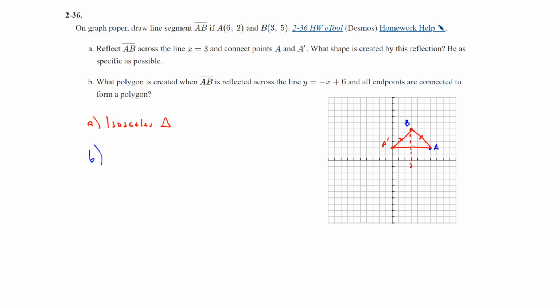On part B, what polygon is created when AB is reflected across the line y equals negative x plus 6 and all endpoints are connected to form a polygon? And so I went ahead and redrew the figure, drew the line y equals negative x plus 6 as a dotted line. So now I can reflect across here. A prime would be there, B prime. And so if we connect everything, because of the reflection, A prime to B prime and A to B would be the same measure and the same across. So it looks like we're going to get a rectangle.